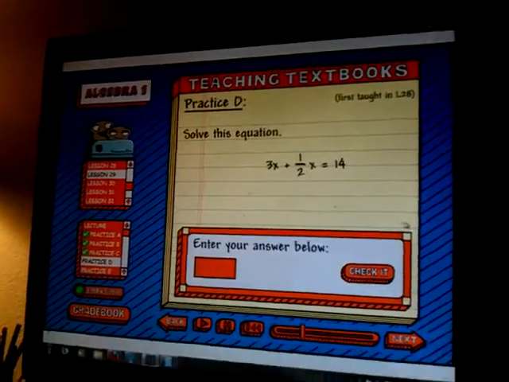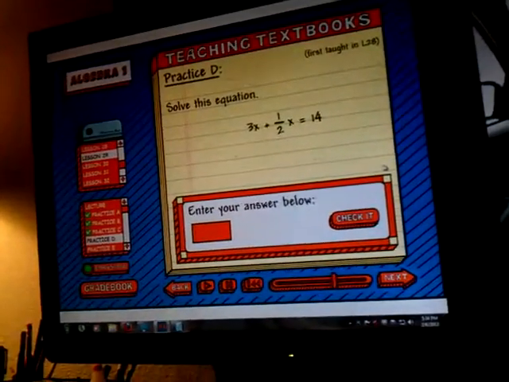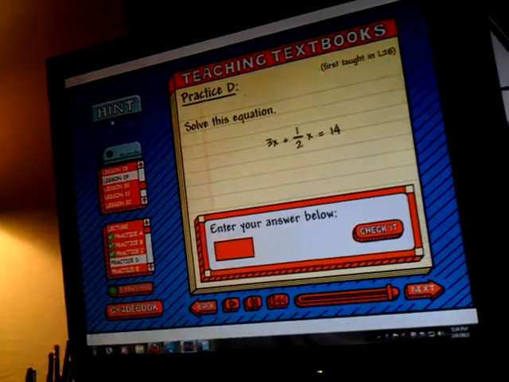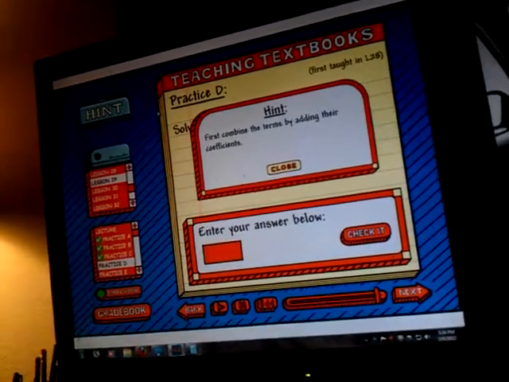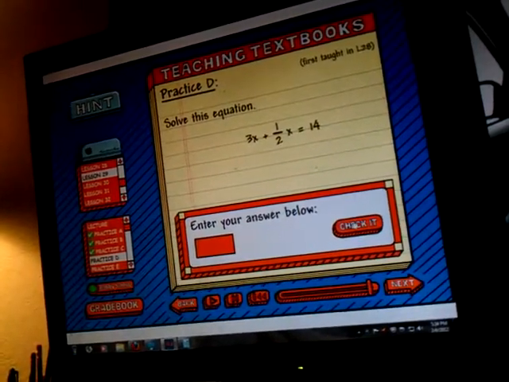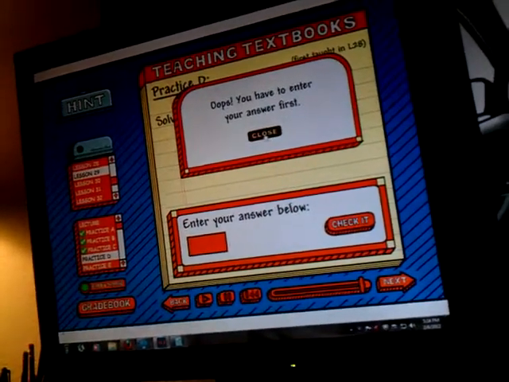You need to solve this equation. 3x plus 1/2 x equals 14. You did it, bud. Do you want to take the hint? First, combine the terms by adding their coefficients. Yep. So 3x plus 1/2 x.